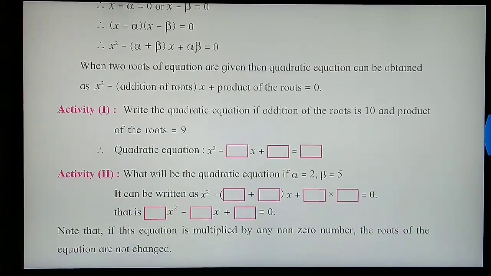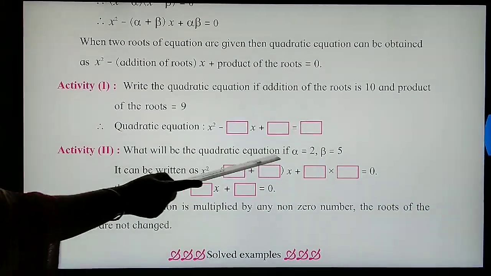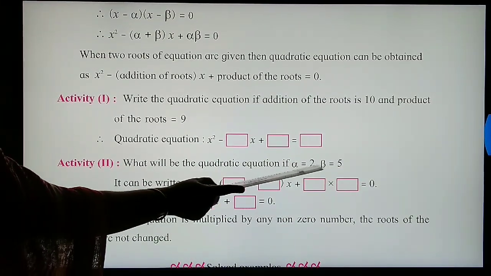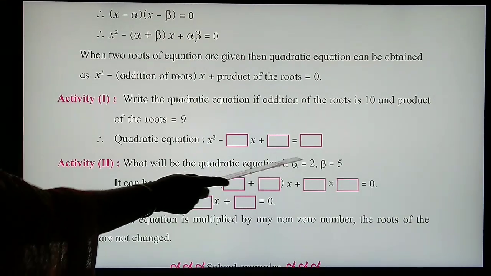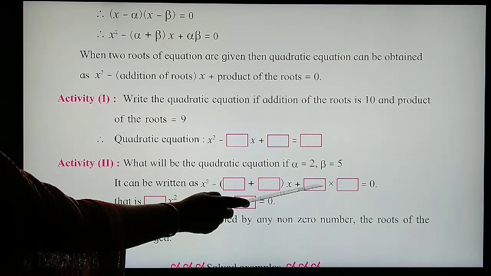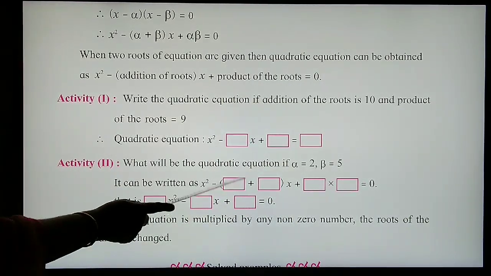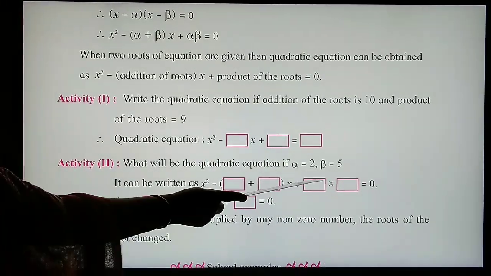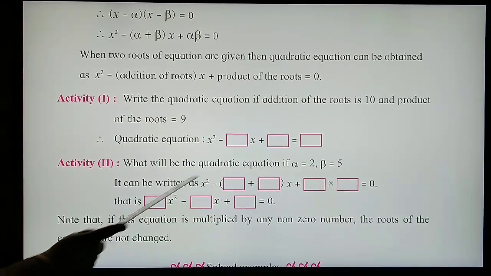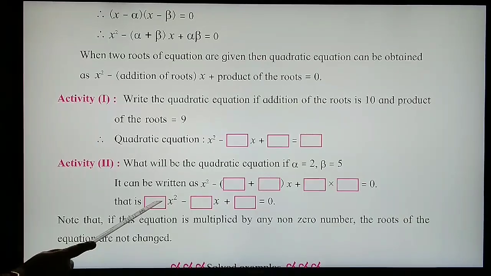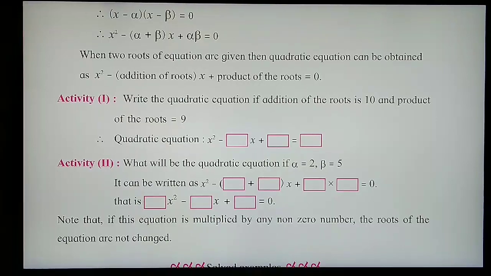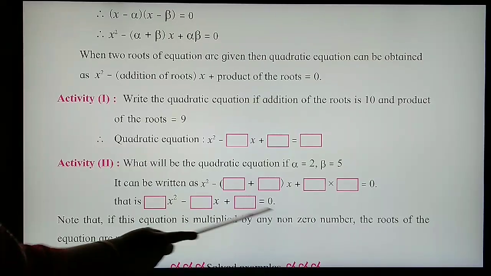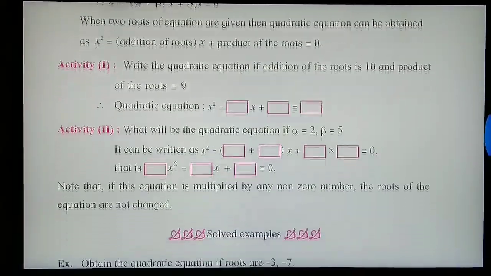This is the quadratic equation. Now the next activity: what will be the quadratic equation if alpha equal to 2 and beta equal to 5? So we write here x square, alpha plus beta means 2 plus 5, and alpha into beta means 2 into 5. So 2 plus 5 is 7x, and 2 into 5 is 10, and the coefficient of x square becomes 1. So we write here 1, here 7 and here 10. If this equation is multiplied by any non-zero number, the roots of the equation are not changed, because we multiply this side also and this side also. Now we see the next.